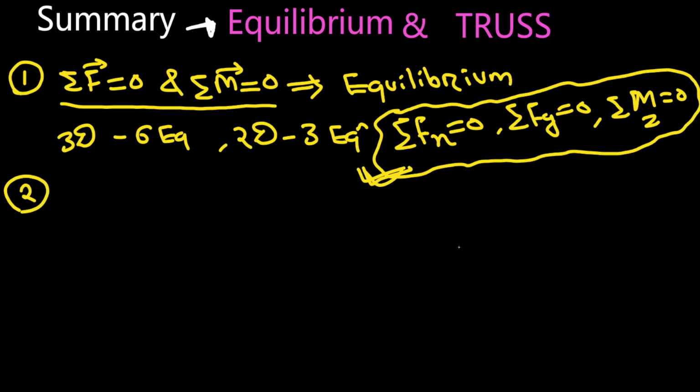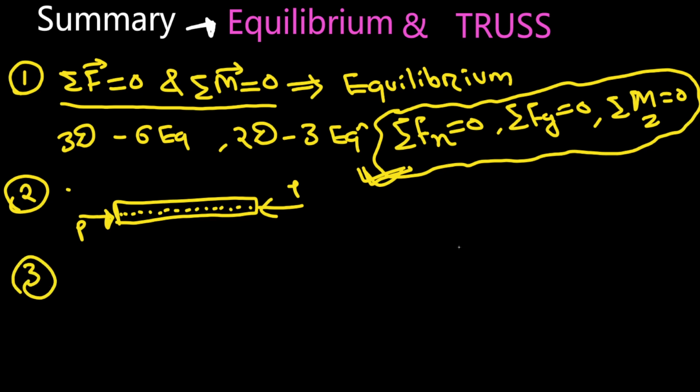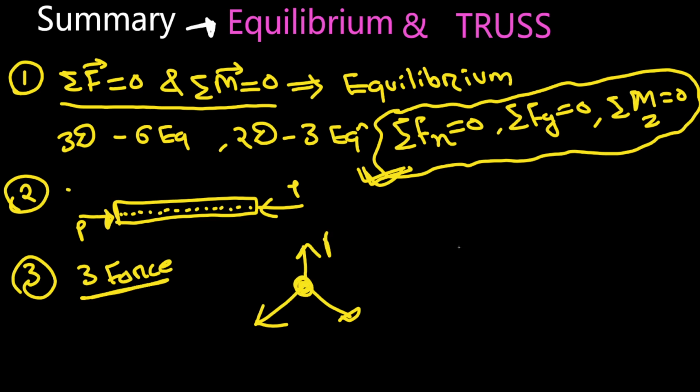Then we got the concept of two force member. If there is an object under the action of two forces and that object is in equilibrium, then I said these two forces must be equal in magnitude, opposite in direction, and collinear to each other. That was the condition. Then the third one: if there are three forces and the object is in equilibrium under these three forces, then they must be concurrent. They meet at a single point: P, Q, R. So Lami's theorem we are applying.